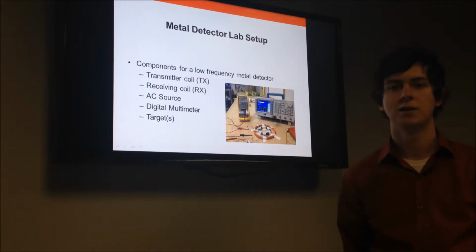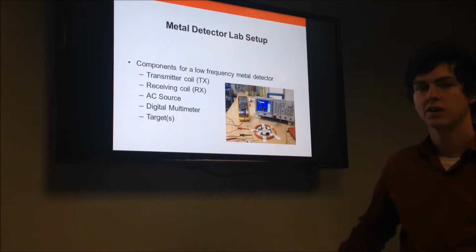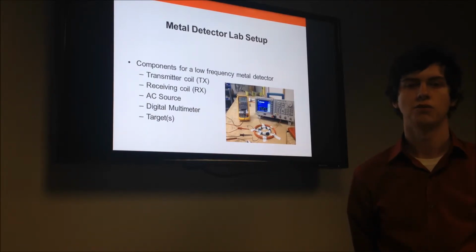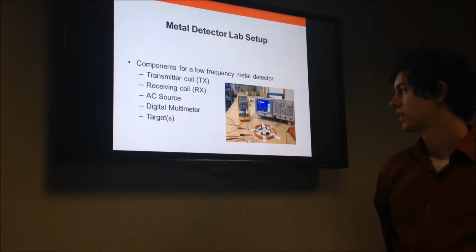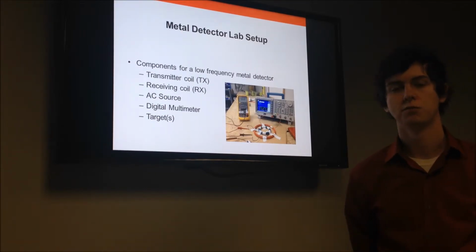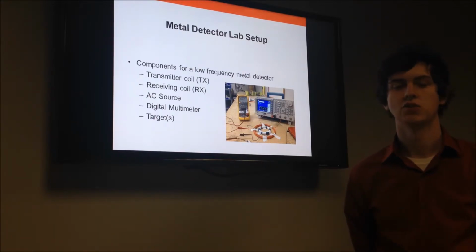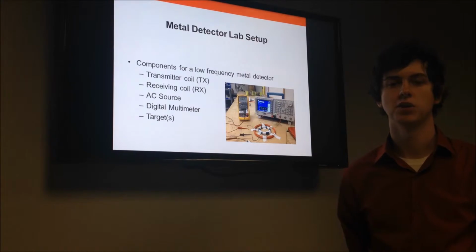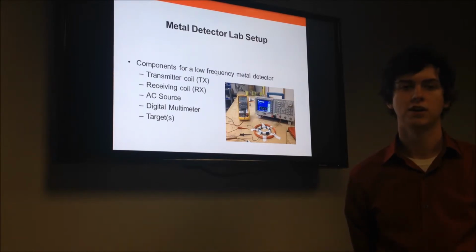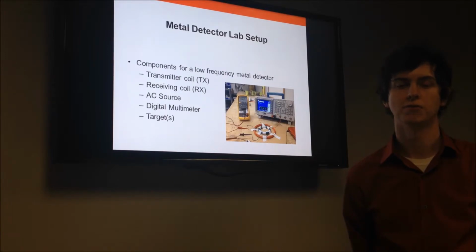So my metal detector lab setup is a very bare bones experiment. I've used a transmitter coil, which is a large red coil here, larger diameter, and a receiver coil, which is the green, smaller diameter coil in the middle. I've also used an AC source in the form of a function generator from one of the local labs. And then I've used a digital multimeter to read the voltage off of the pickup coil. And finally, for my targets, I used a set of steel pliers and an aluminum U-clamp that I found around the lab.